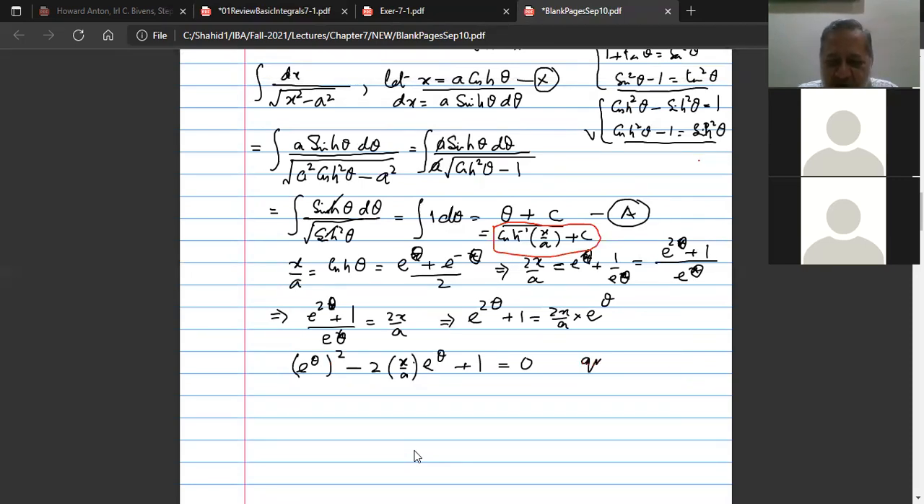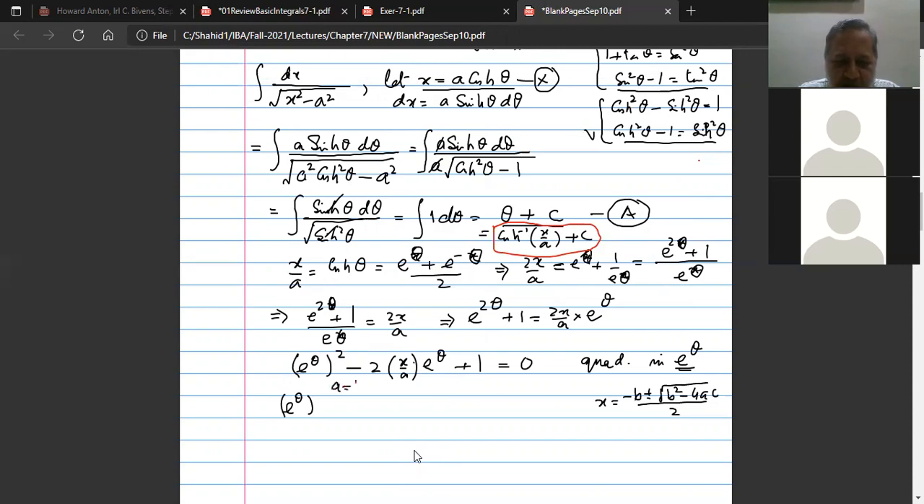This is a quadratic equation in e power theta. This is the variable: variable squared minus 2 times something into variable plus 1 is equal to 0. If I solve it for e power theta, I have to recall the quadratic formula: x is equal to minus b plus minus square root of b square minus 4ac divided by 2a. So this is my x, the unknown of this equation.